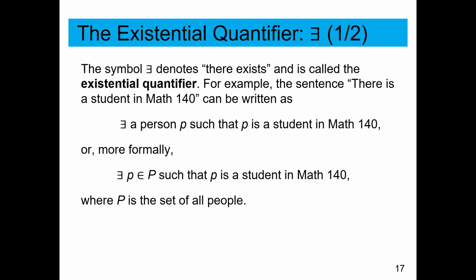And the sentence "there are students in some math class called Math 140" can be written as: there exists a person P such that P is a student in Math 140. Or I can say there exists P inside of big P such that P is a student in this, where big P is the set of all people. So this is where I come with a set, essentially my domain that I'm pulling from.